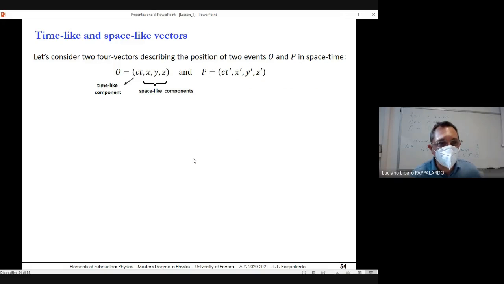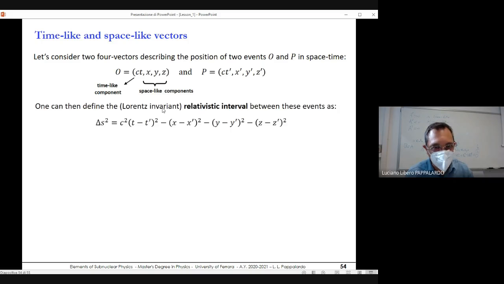So, to clarify the concept of time-like and space-like, let's consider two 4-vectors describing the position of two events, event O and event P, in space-time, okay? So event O we characterize by this 4-vector, and event P by this other 4-vector, okay? Where again we denote the time-like component and the space-like component.